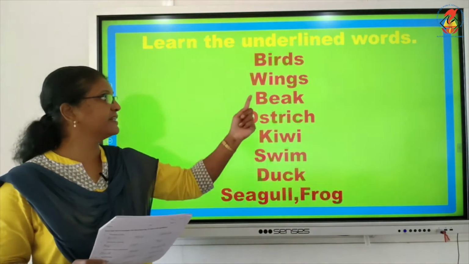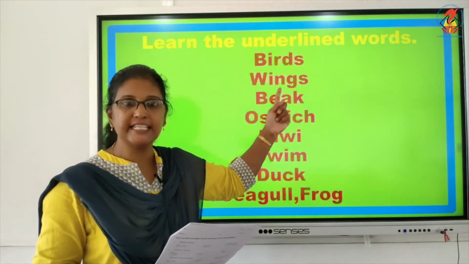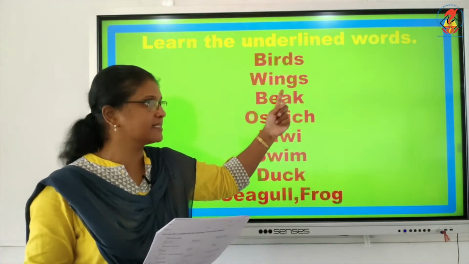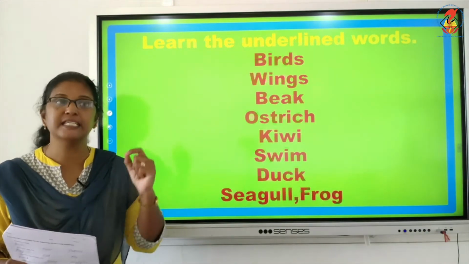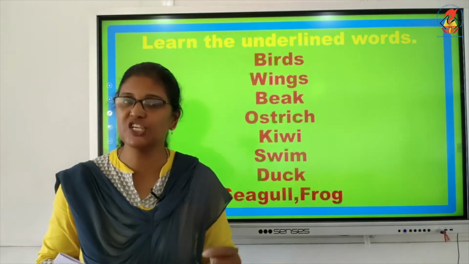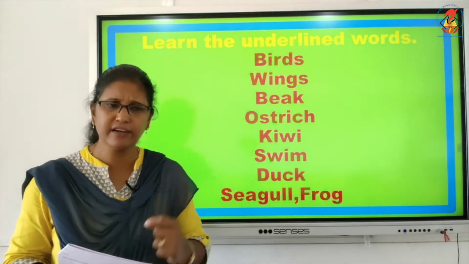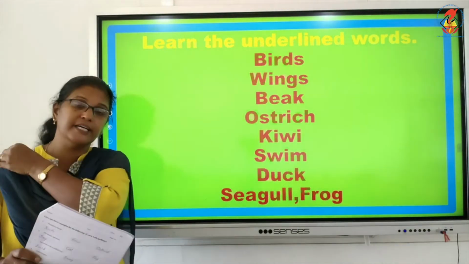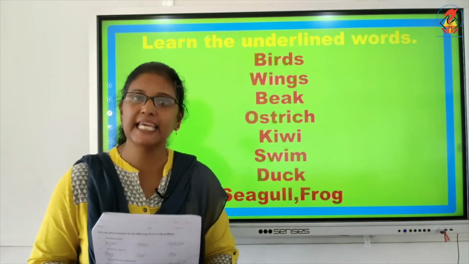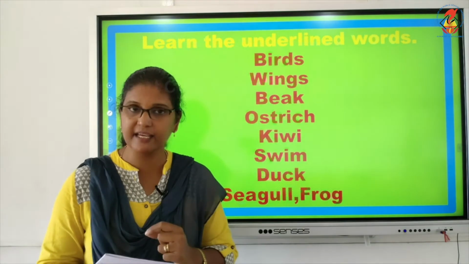Then coming to the second word we have, wings. W-I-N-G-S. Wings. Then again repeat. W-I-N-G-S. Wings. Correct. Then the third word, beak. B-E-A-K. Beak. Right.